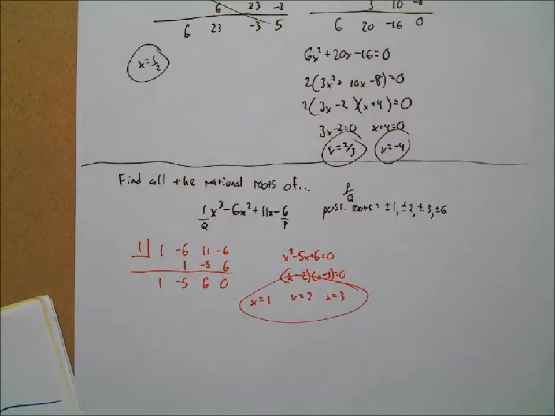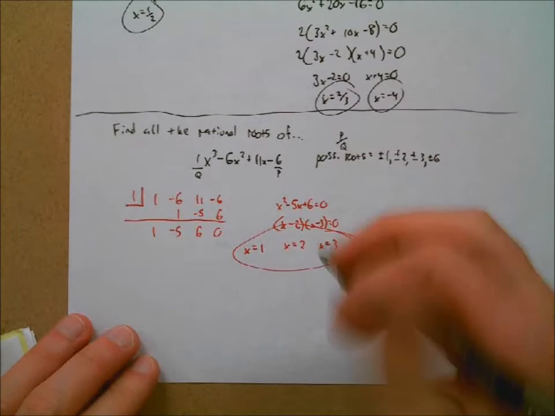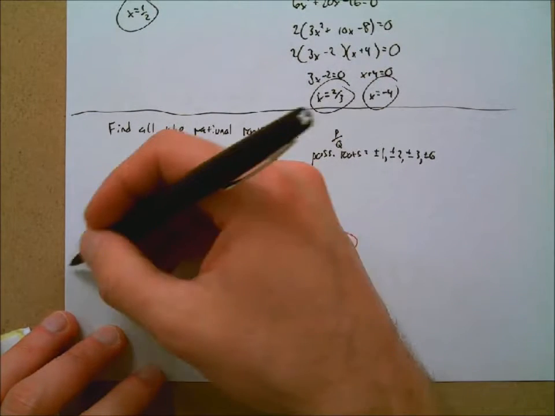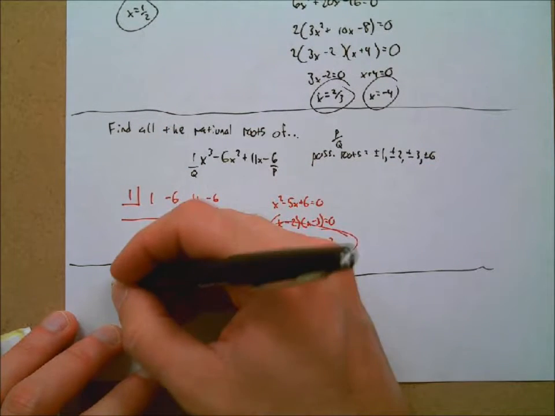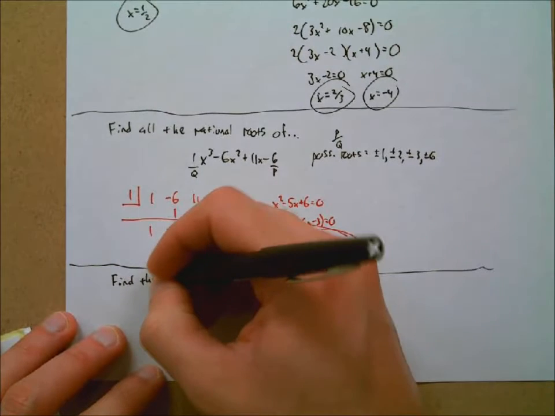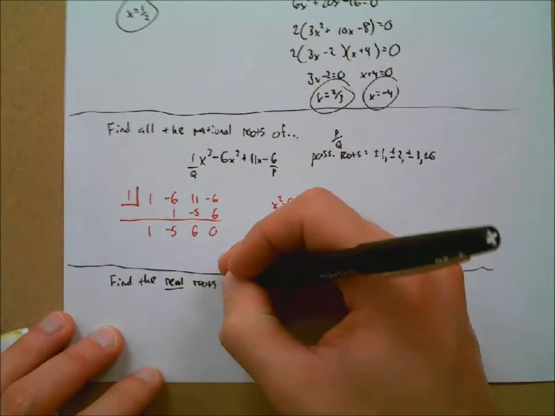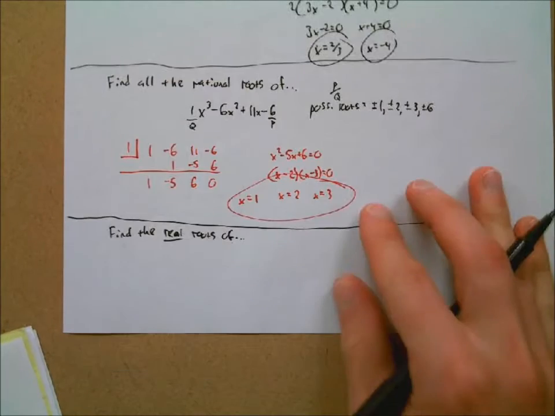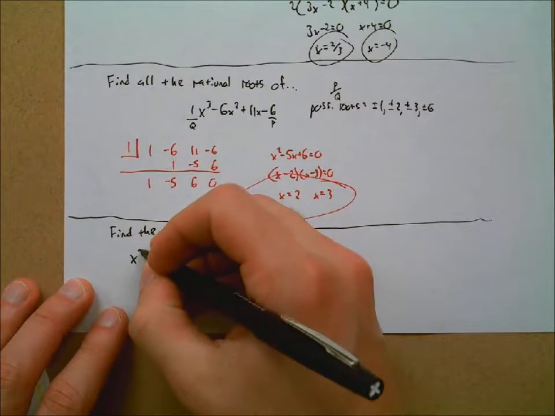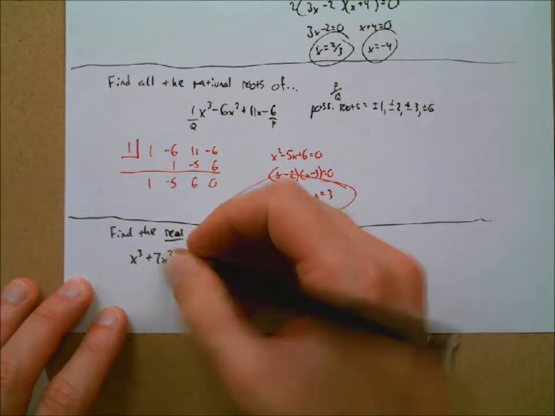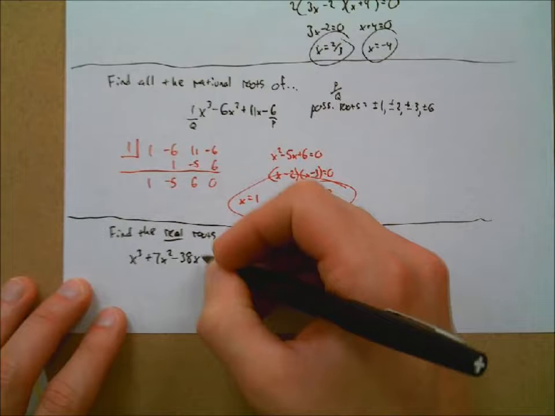All right. So there's the answer to that one. I've got one more here that I want you guys to try though before we say done. So one more here, and it's going to be similar, but instead of finding the rational roots, I want you to find the real roots of, and I'll give you another one here, x to the third plus 7x squared minus 38x plus 24.